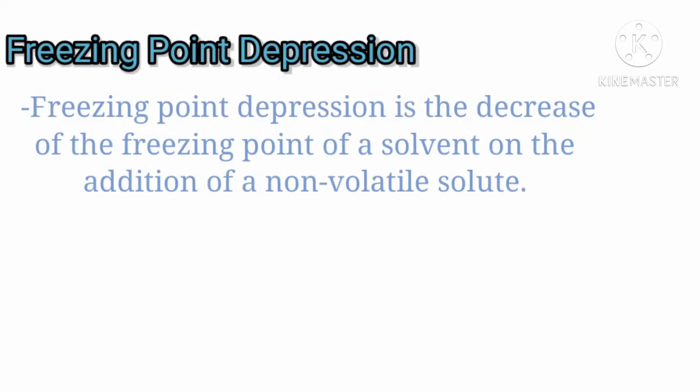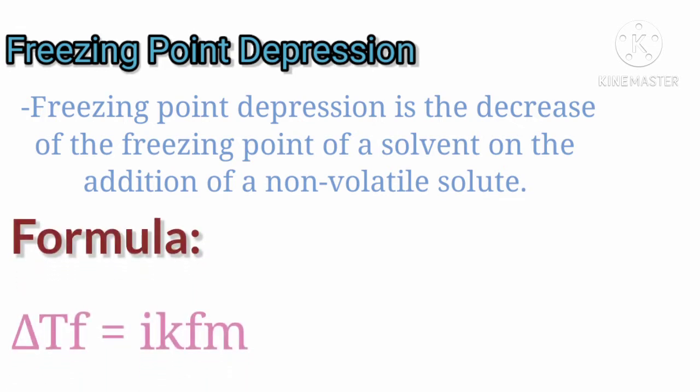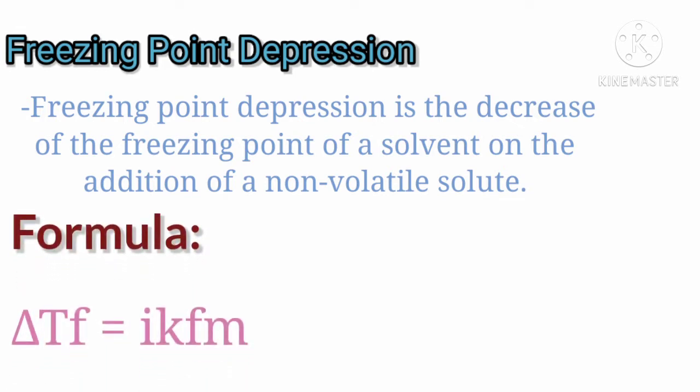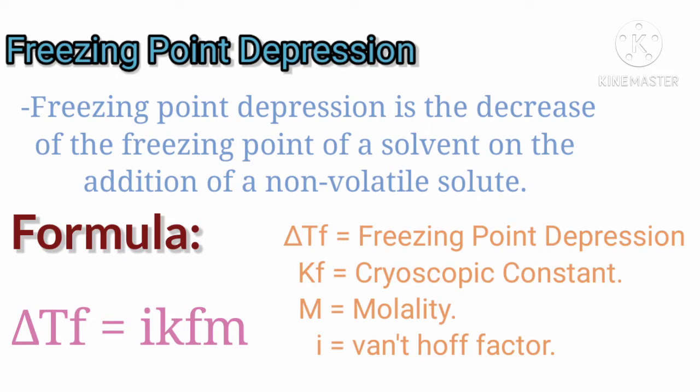So what is freezing point depression? Freezing point depression is the decrease of the freezing point of a solvent on the addition of a non-volatile solute. The formula for the freezing point depression is delta T of F is equal to i K F m. So delta T of F is the freezing point depression, K F is the cryoscopic constant, m is for molality, and i is for the Van't Hoff factor. So i is the number of particles of a solute. It is always equal to 1 unless it is an ionic compound.